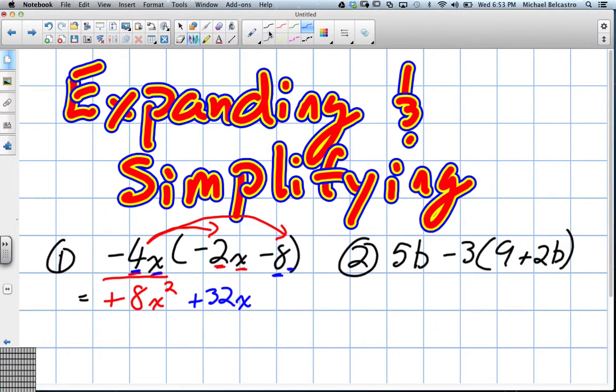Now, are these like terms? No. So can we go any farther? No. So we have 8x squared plus 32x. That's the answer to the first one.